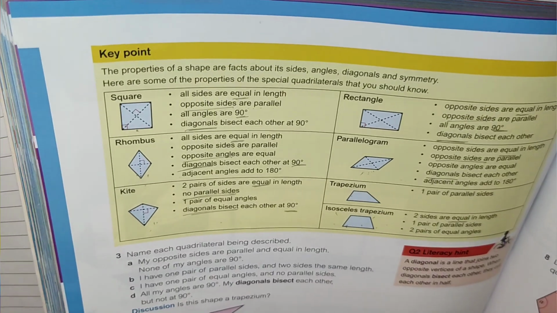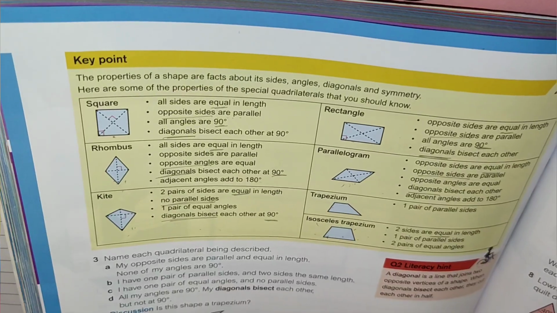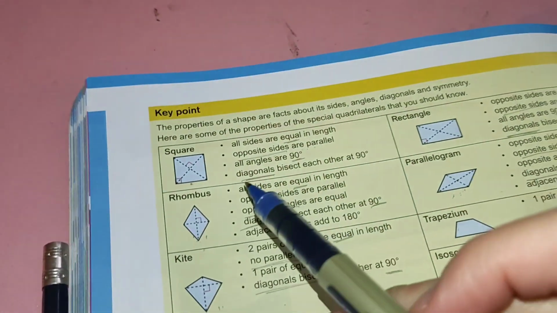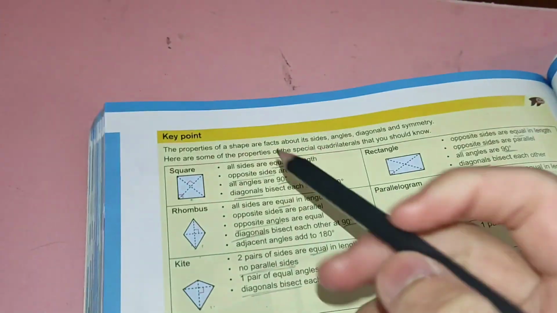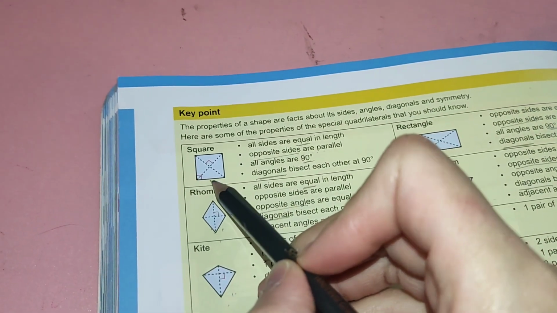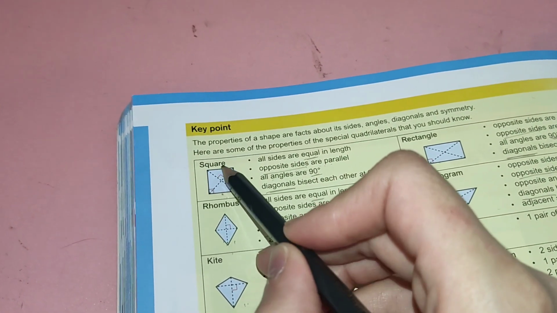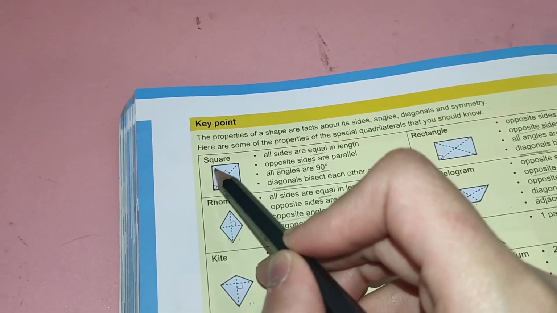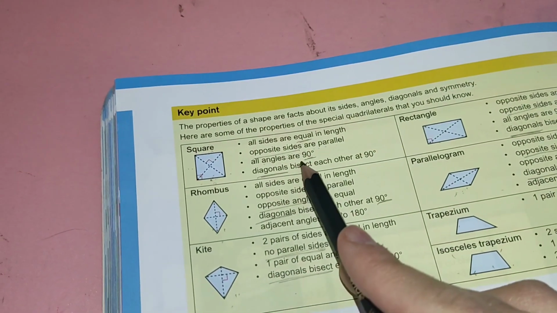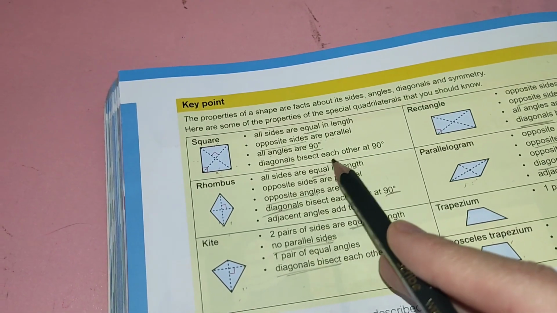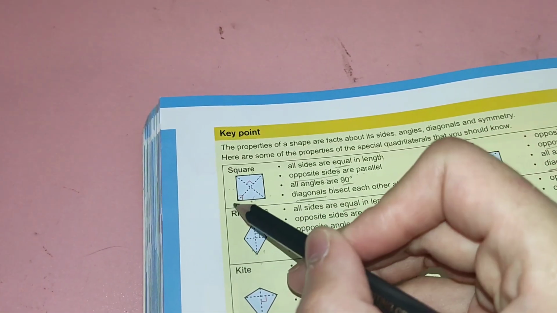Okay, start reading. So, key points: the properties of a shape are facts about its size and shape. If we notice over here, it's saying all sides are equal in length. I want to explain to you guys the difference between equal and the next line, which is saying opposite sides are parallel. That means this one and this one are parallel to each other, and all the sides are equal to each other, meaning the measurement is equal. All angles are 90 degrees. Diagonals bisect each other at 90 degrees. Diagonals means this line.